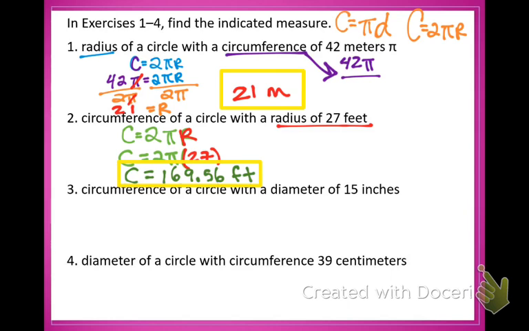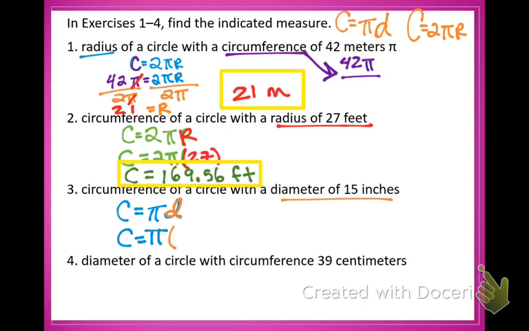Number 3, circumference of a circle with a diameter of 15 inches. Which circumference formula are we going to use? Pi times d. All right, so 15, what are we going to plug 15 in for? The diameter. So circumference equals pi times 15.